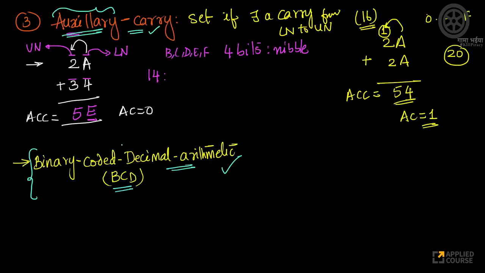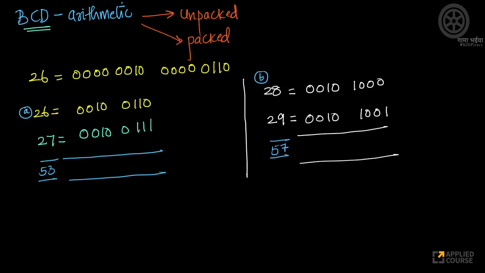What does the name say? We are coding decimal numbers in binary. That's what this means, right? Decimal basically means base 10. For example, let's take a simple example. Imagine I have the number 26 in base 10. If I want to write it as BCD, or binary coded decimal, using 2 bytes.